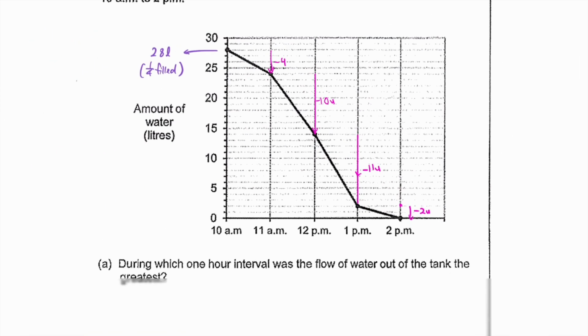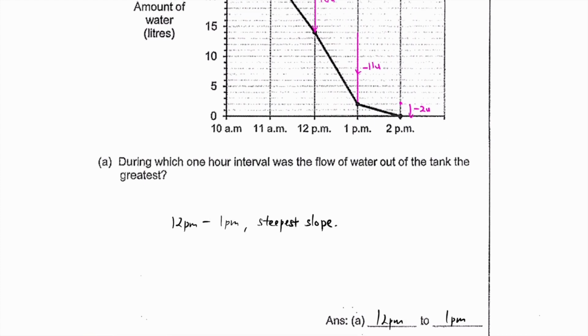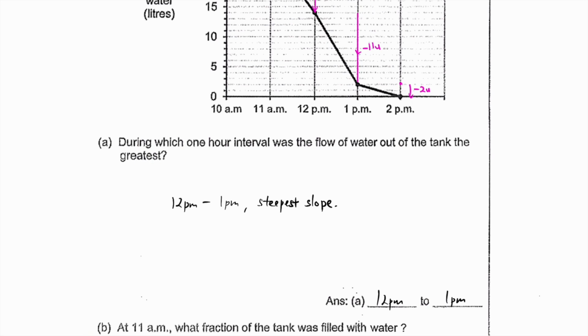So the time interval with the greatest flow coming out was therefore from 12 to 1 PM. That's a decrease of 11. So 12 to 1, greatest outflow.